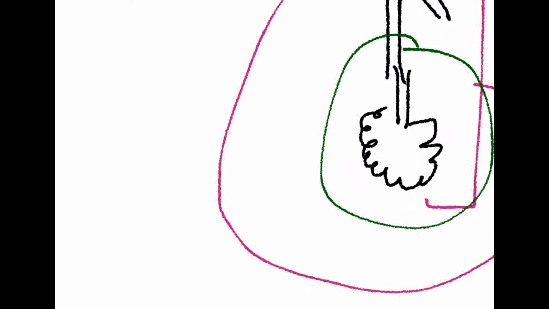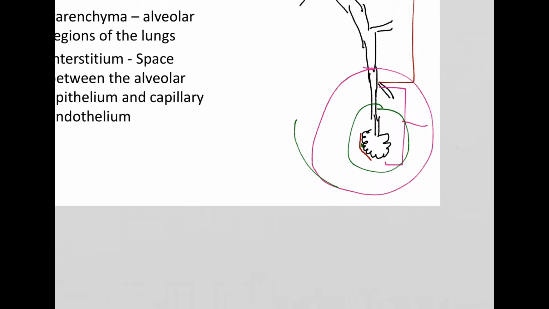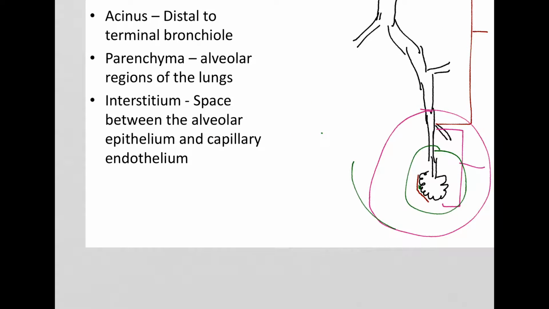And if we zoom in even further on this picture, the interstitium is that space between the epithelium of the alveolar region and the capillary endothelium. So when you think about this, this is where the capillaries are at, where the gas exchange is taking place. Right in here would be the interstitium, that space in there where the gas molecules have to cross in order for the gas exchange to take place. So those are the different regions of the lungs that we might think about.